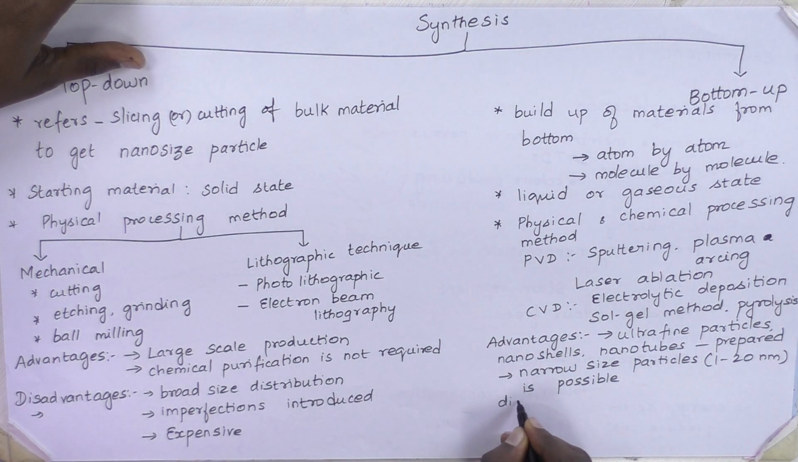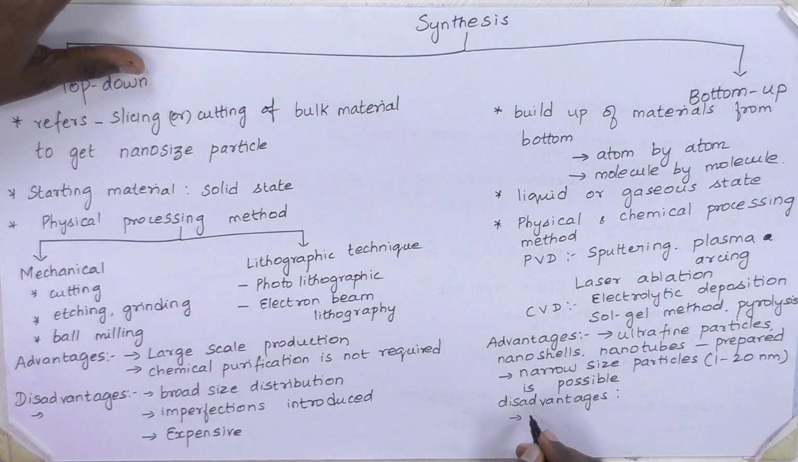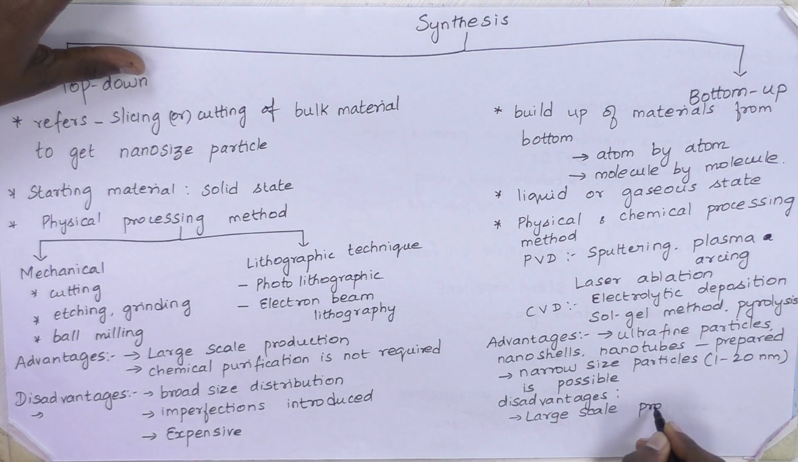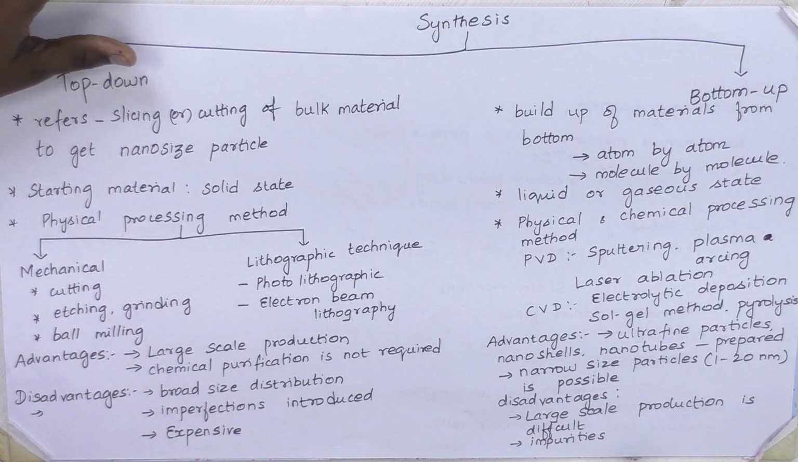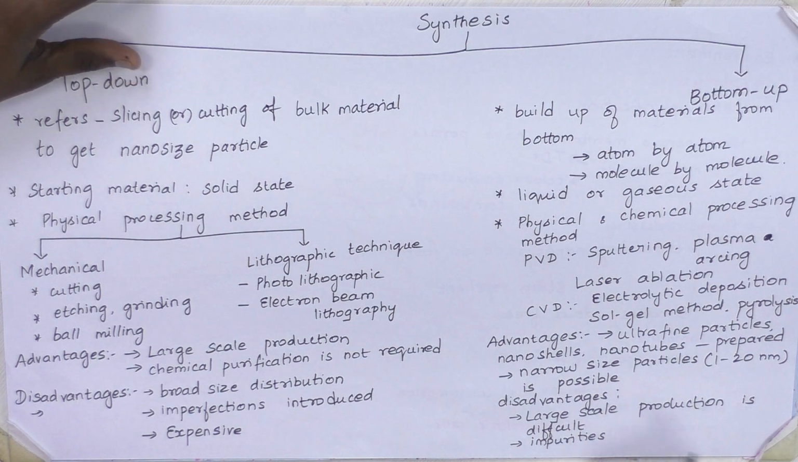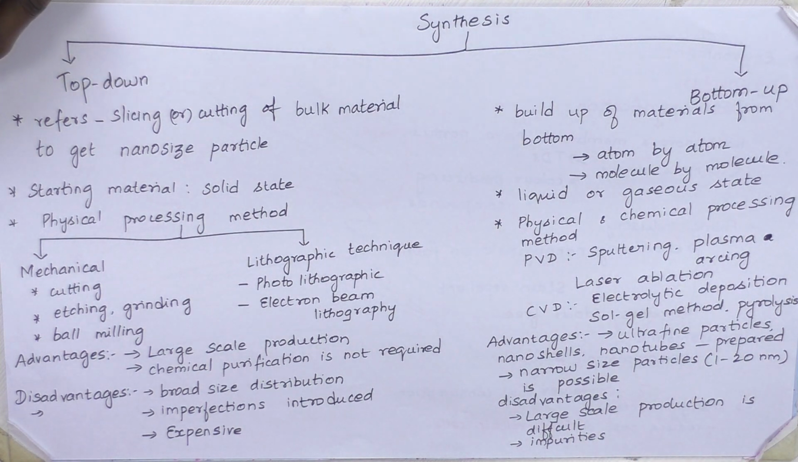And what are the disadvantages of this technique? So here large scale production is difficult. The nanoparticle prepared by this method consists of impurities. So this is the comparison between the top-down and bottom-up method.